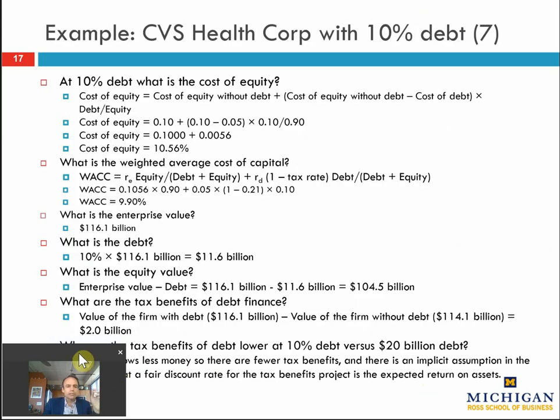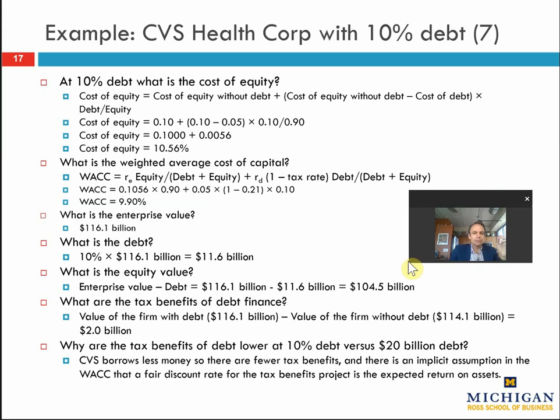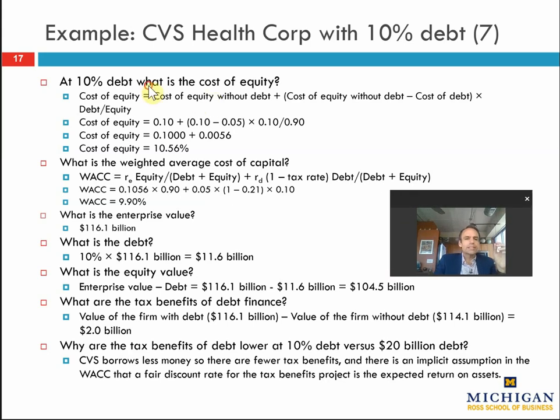So let's apply this to our example. It's only going to make sense if you work through it with an example. At 10% debt, what's the cost of equity? So this is a constant percentage debt assumption now, 10% instead of $20 billion. According to our equation, the cost of equity should be 10.56%. That was a 10% expected return on assets plus a 10% expected return on assets minus a 5% cost of debt times a 10 versus 90 debt to equity ratio. And that gives us a cost of equity of 10.56%.